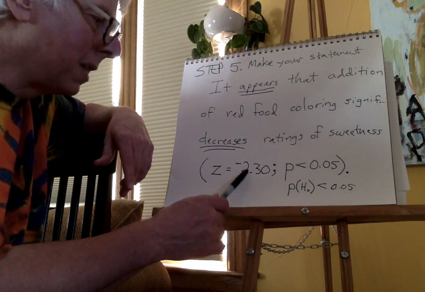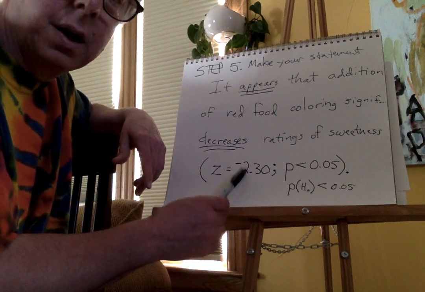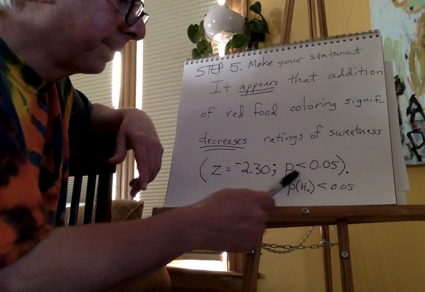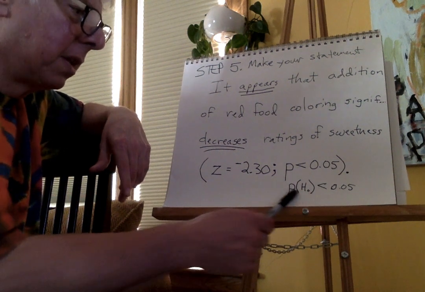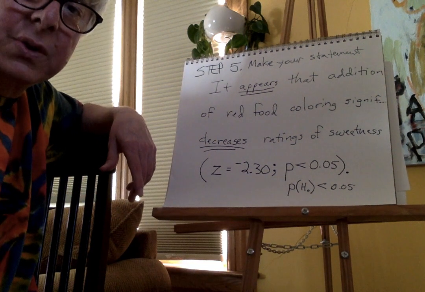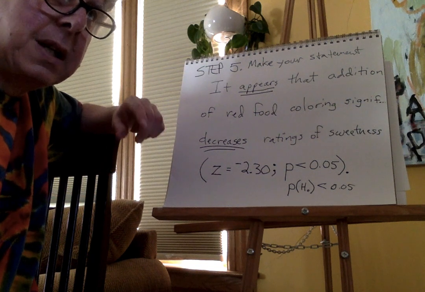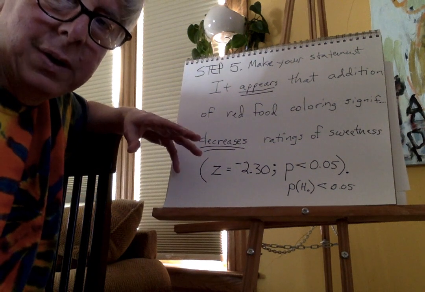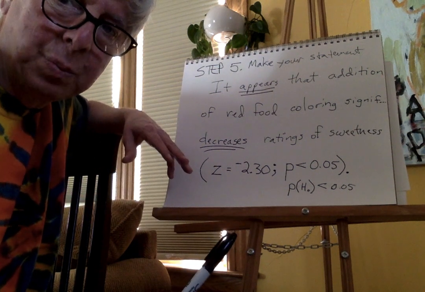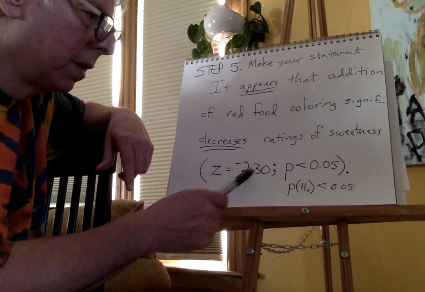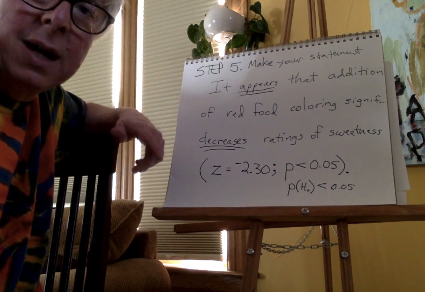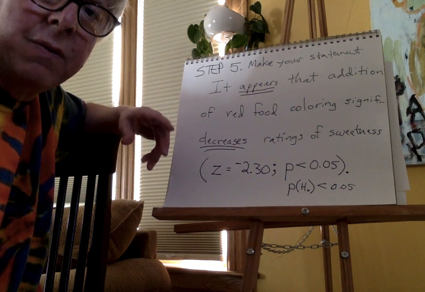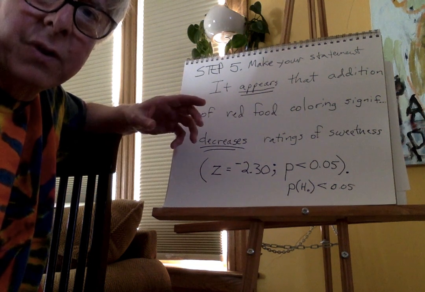So this is my Z-score for the red sucrose group. And this tells me that the chance that the null is true is less than 5%. The probability that we would get a clear group with this Z-score happens less than 5% of the time. So my conclusion, my inference here, is that the red food coloring made a difference.